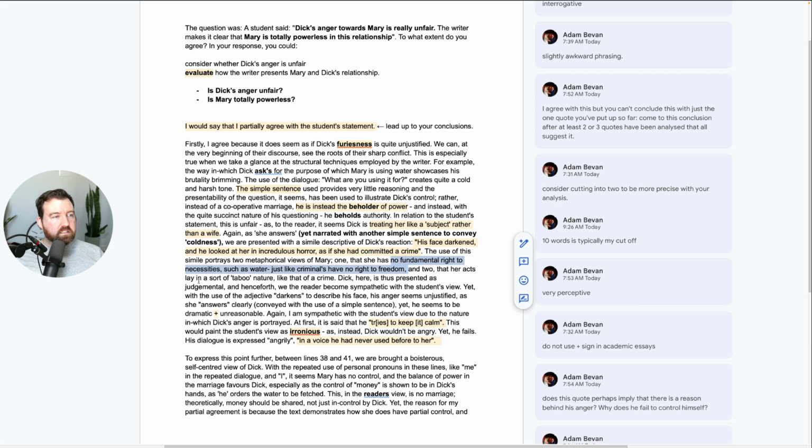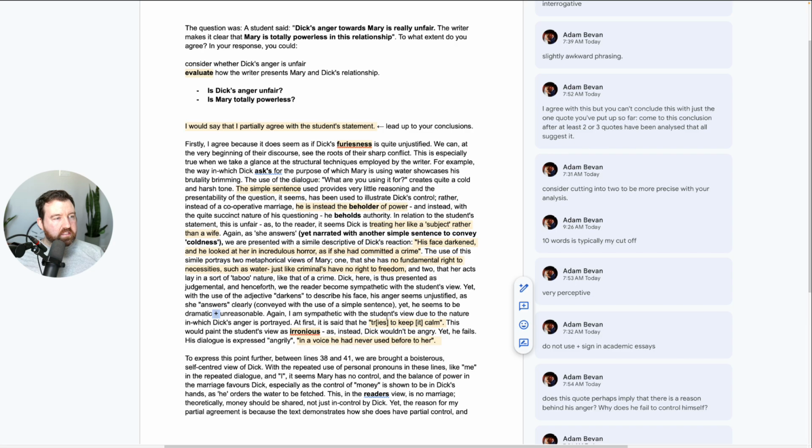"Dick here is thus presented as judgmental, and henceforth we, the reader, become sympathetic with the student's view. Yet, with the use of the adjective darkness to describe his face, his anger seems unjustified, as she answers, clearly conveyed with the use of the simple sentence." Again, you probably don't need this bit, you've already talked about it earlier. "Yet he seems to be dramatic and unreasonable." Try not to use plus signs in an academic essay.